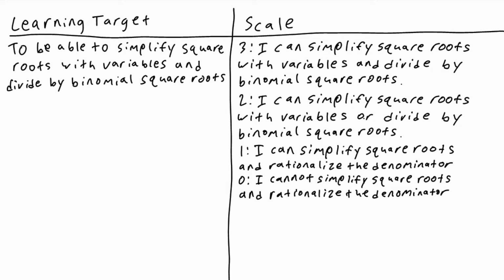The learning target for today is to be able to simplify square roots with variables and divide by binomial square roots. For the scale, you're a 3 if you can simplify square roots with variables and divide by binomial square roots. You're a 2 if you can simplify square roots with variables or divide by binomial square roots, one or the other. You're a 1 if you can simplify square roots and rationalize the denominator. That's what we did in the last video. And 0, you cannot simplify square roots and rationalize the denominator. All right, let's get started.